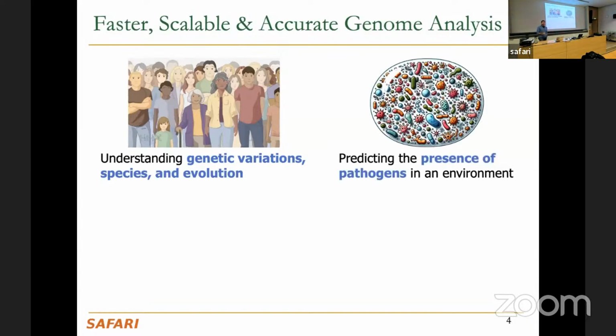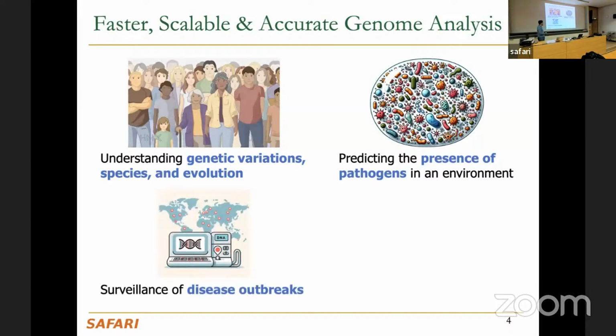We can also predict the presence of maybe harmful pathogens living among us so that we can take an early action. For example, to have a surveillance of disease outbreaks, like it happened very recently with COVID outbreak, right? We can analyze the environment and then try to see whether there's a harmful pathogen growing in an environment, and then we can take an early action to that.